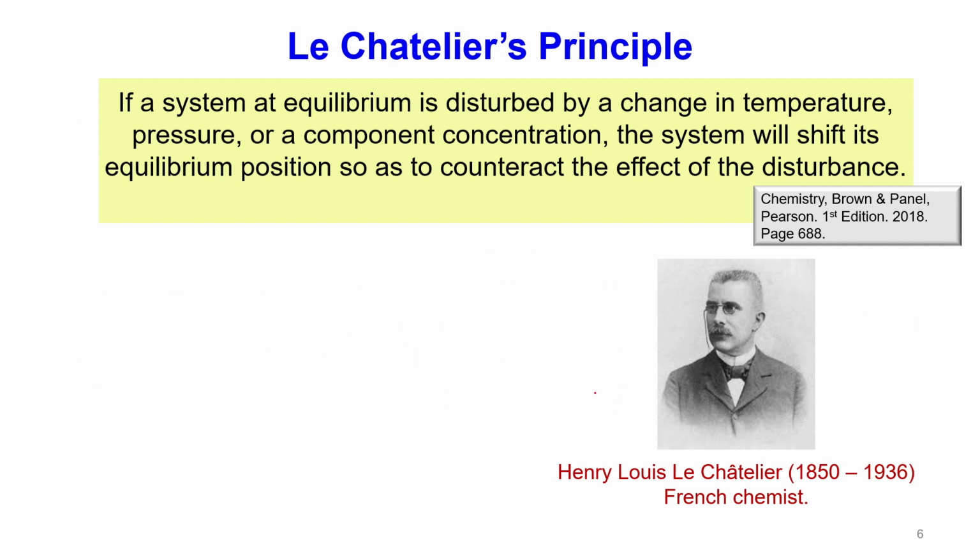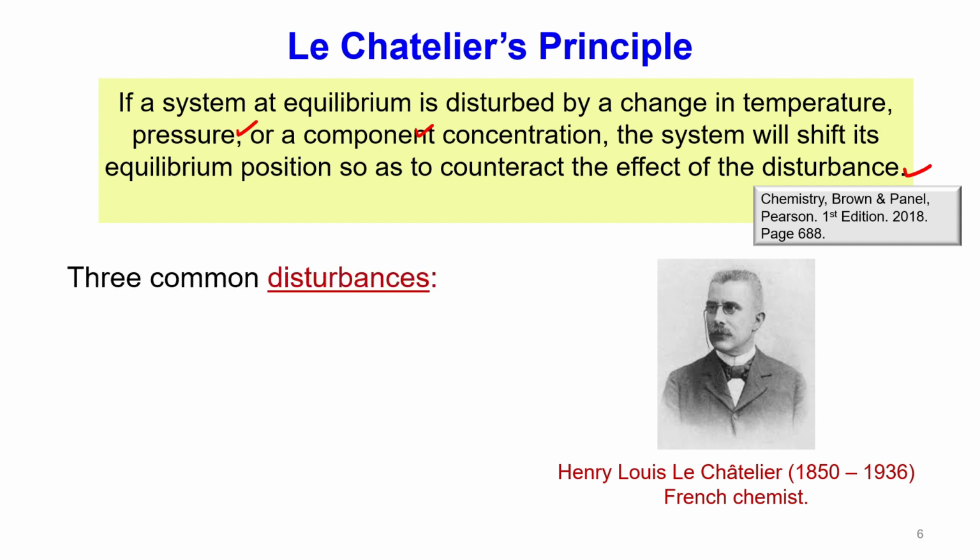So Le Chatelier's principle states that if a system at equilibrium is disturbed by a change in the temperature, pressure, or a component concentration, the system will shift its equilibrium position so as to counteract the effect of the disturbance. So, this is Henry Louis Le Chatelier, 1850 until 1936, a French chemist.